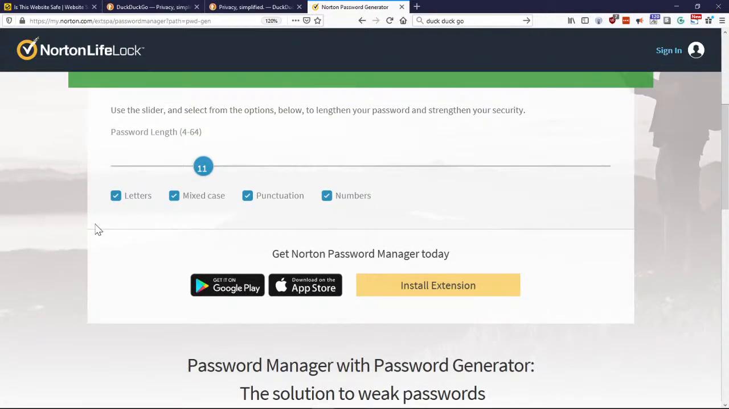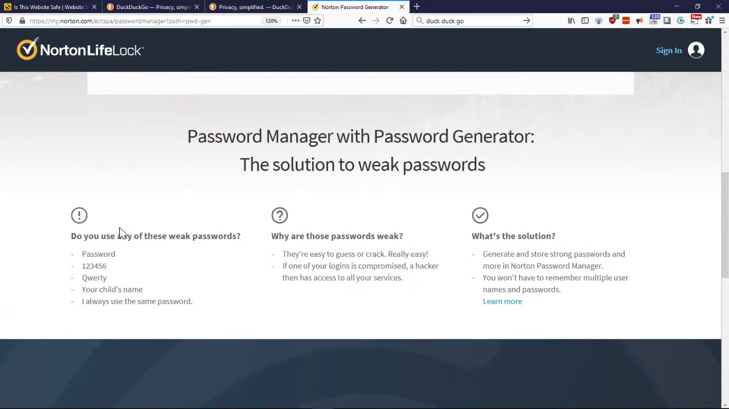Okay, anyway, if you scroll down here, it'll talk about, do you use any of these weak passwords? Is your password the word "password"? No, don't do that. Is it 123456? Is it QWERTY, like typing on the keyboard, a child's name, or using the same passwords? Don't do that. Why are those passwords weak? They are easy to guess or crack, really easy. If one of your logins is compromised, that hacker then has access to all of your services.